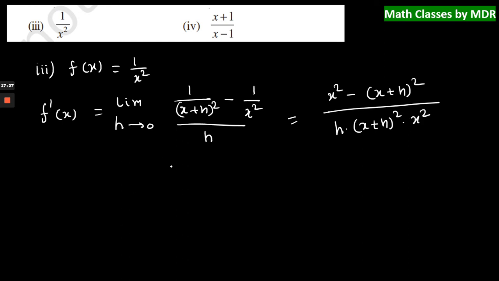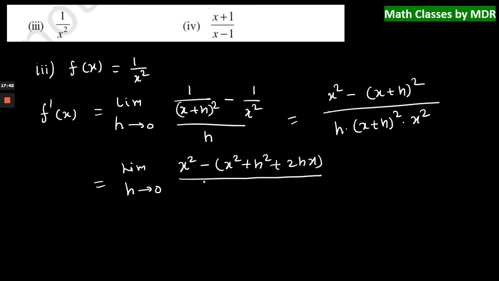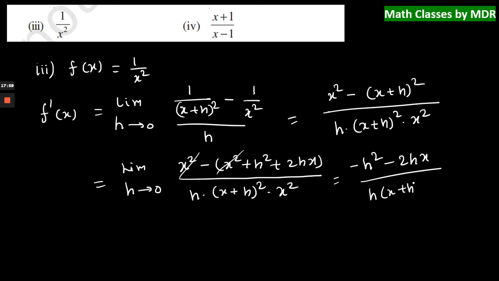Right? So now let us simplify it. Limit h tends to 0, x square minus x square plus h square plus 2hx, whole divided by h into (x plus h) whole square into x square. So x square gets cancelled here. So we get minus h square minus 2hx, by h into (x plus h) whole square. This limit will be there everywhere, okay? Though I don't write it here, the limit comes.